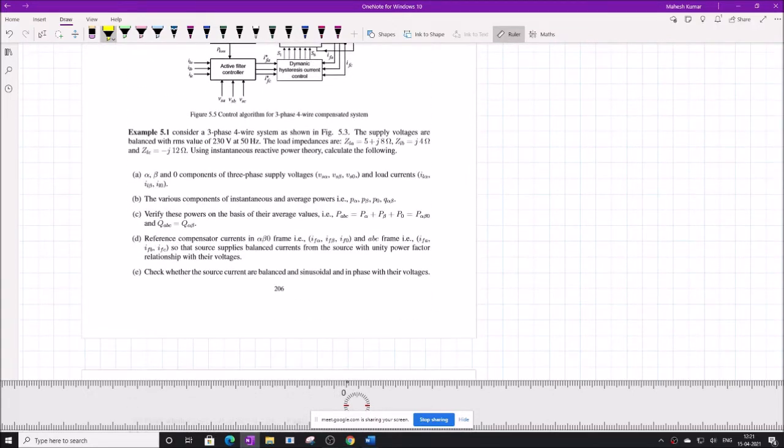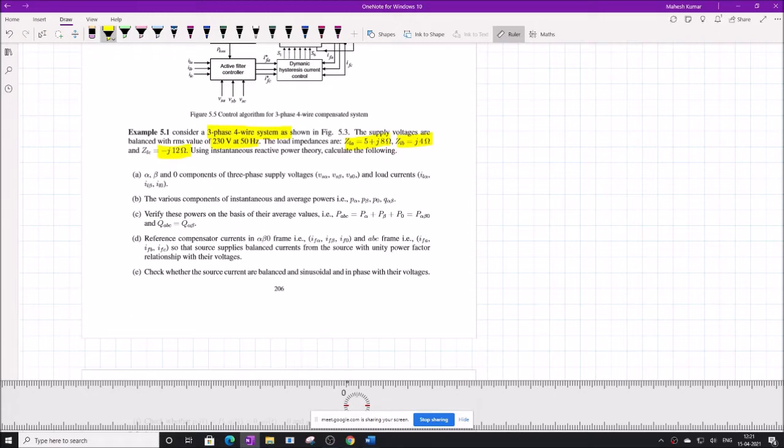So this is example 5.1, where a 3-phase 4-wire system is being considered, which is supplied by 230 volts at 50 hertz, and the load impedances are 5 plus j8, the B phase j4, just like an inductance, and the third phase is minus j12.